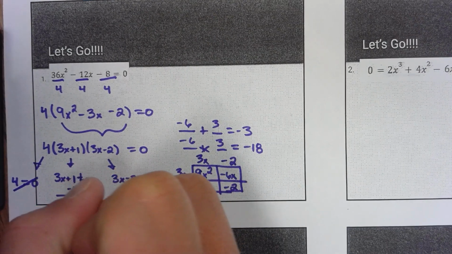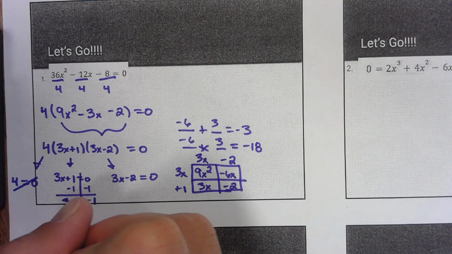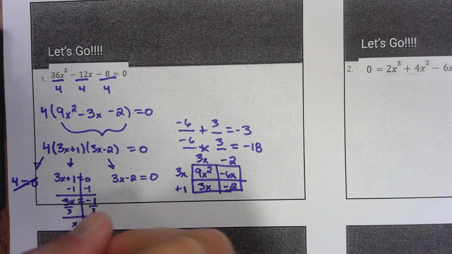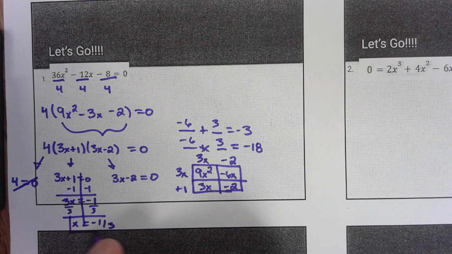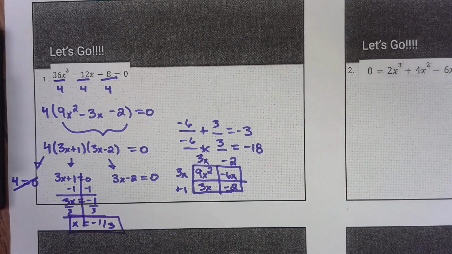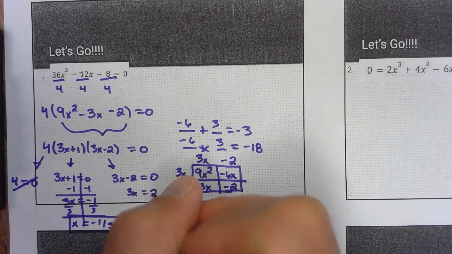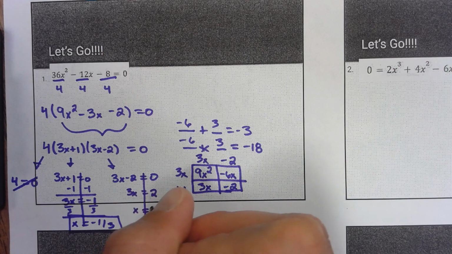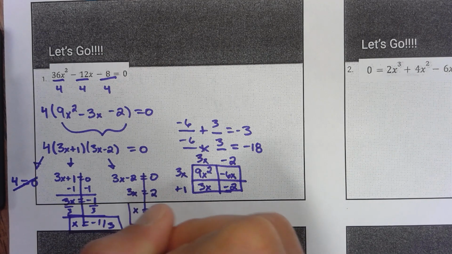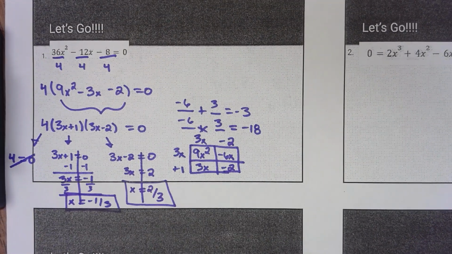So I get 3x equals negative 1. Then divide by 3, and I get x equals negative 1/3. Three x minus 2, I'm going to add 2. So I get 3x equals 2. And then divide by 3, and x equals 2/3. So our answers here are negative 1/3 and 2/3.